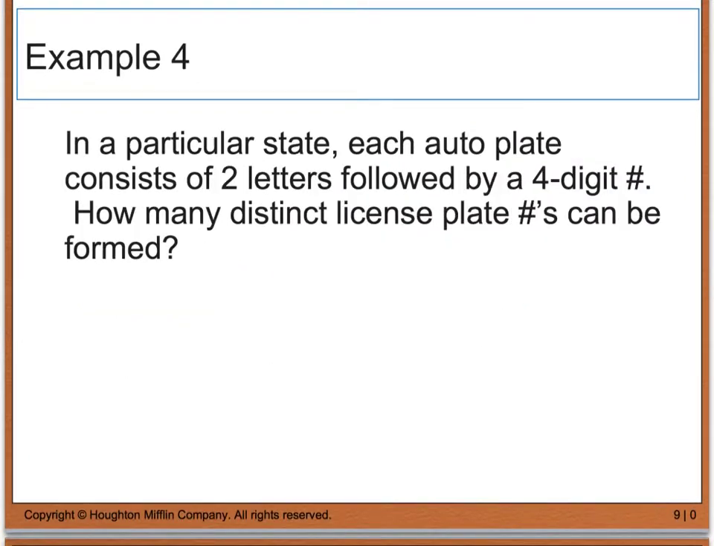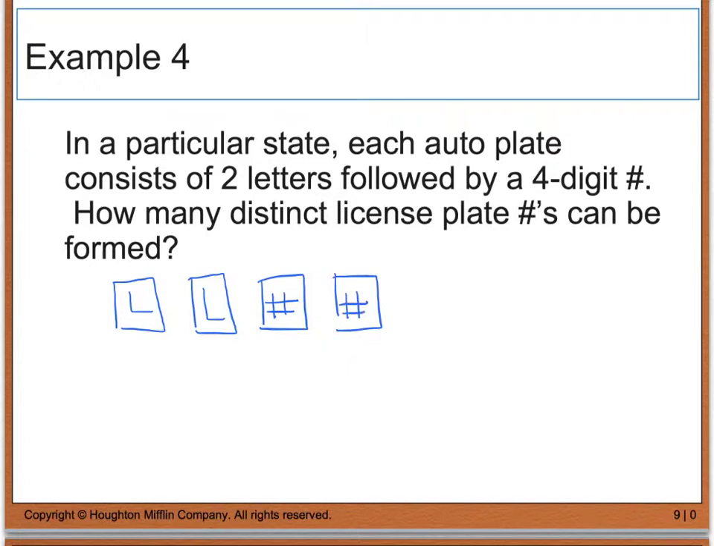Another similar example is example 4 that says in a particular state, each autoplate consists of 2 letters followed by a 4-digit number. How many distinct license plate numbers can be formed? Well, let's just draw a little scenario here. I know that the first spot on that license plate is going to be a letter. The second spot on that license plate is going to be a letter. And then it says it's followed by 4 numbers.